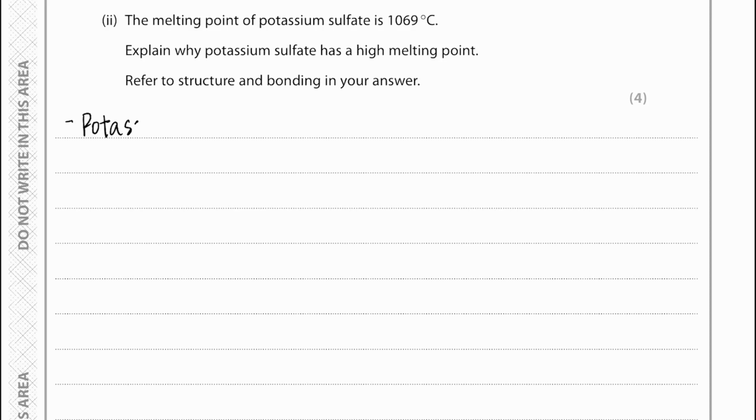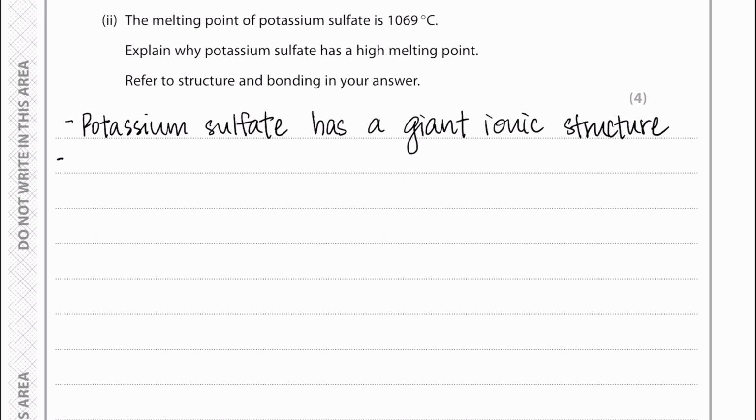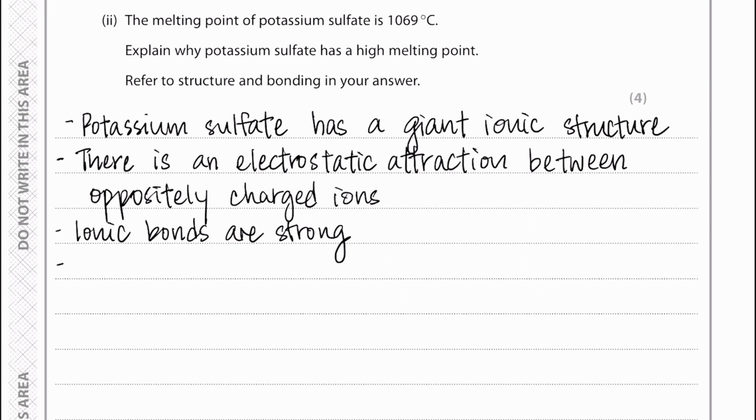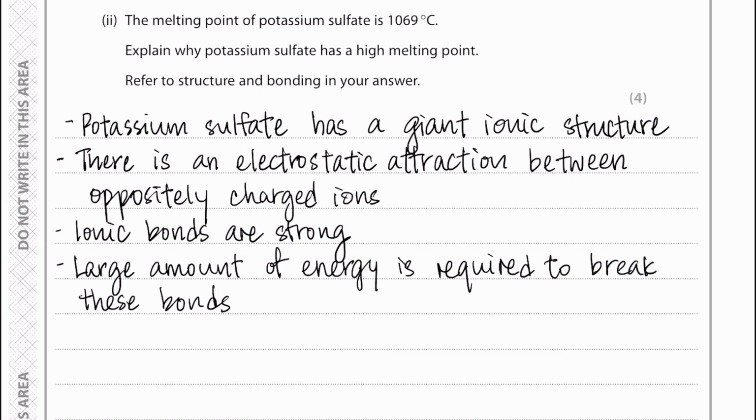For this question, the first thing to do is to identify whether or not the compound is covalent or ionic. To get the thought process on this, I'll leave a link to the video where we went through it, but in this case, because we know it's ionic, the answers are set. The first mark goes to stating potassium sulfate has a giant ionic structure. Second is to define ionic bonds again: there is an electrostatic attraction between oppositely charged ions. The third is mentioning that ionic bonds are strong, and the fourth is that a large amount of energy is required to break those bonds.